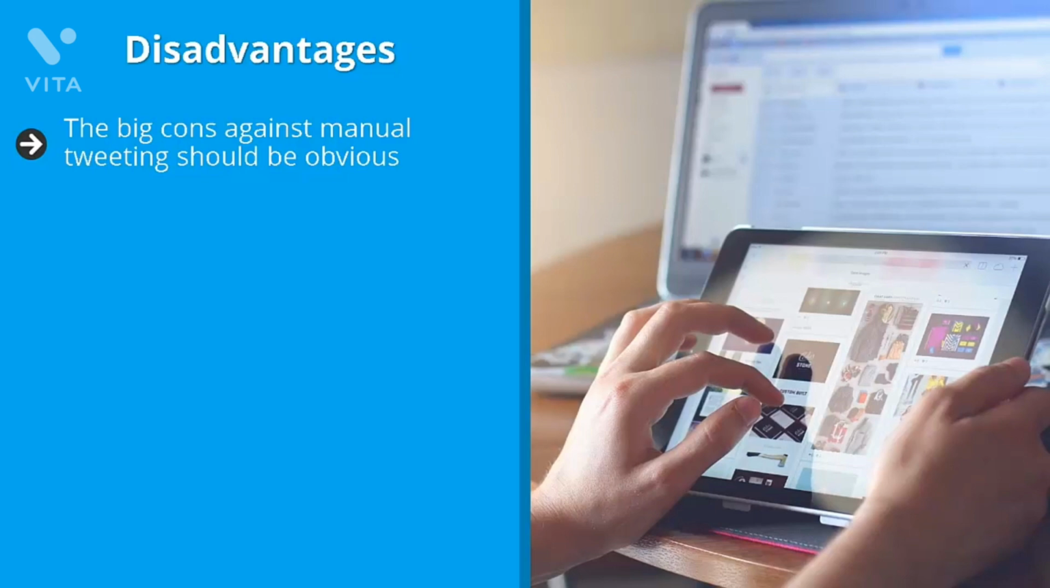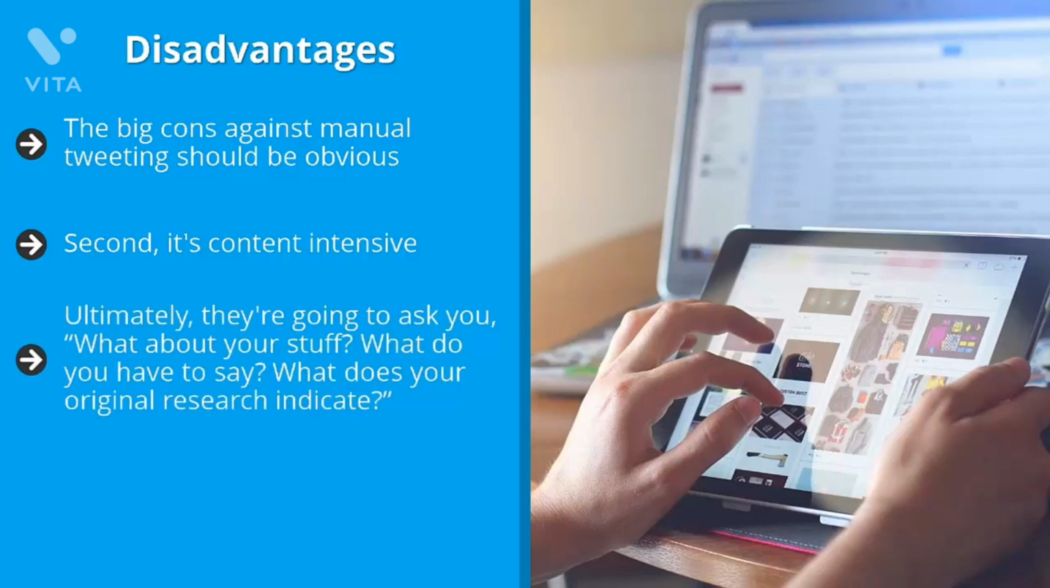It should be self-explanatory. Second, it's content intensive. While content curation can help you tremendously, it can only go so far. You cannot become a global expert on a particular niche on Twitter and be respected by all other subject matter experts if all you do is share their stuff. That's just not going to happen. Ultimately, they're going to ask you, what about your stuff? What do you have to say? What does your original research indicate? You don't want to come up with a zero when asked those hard questions.